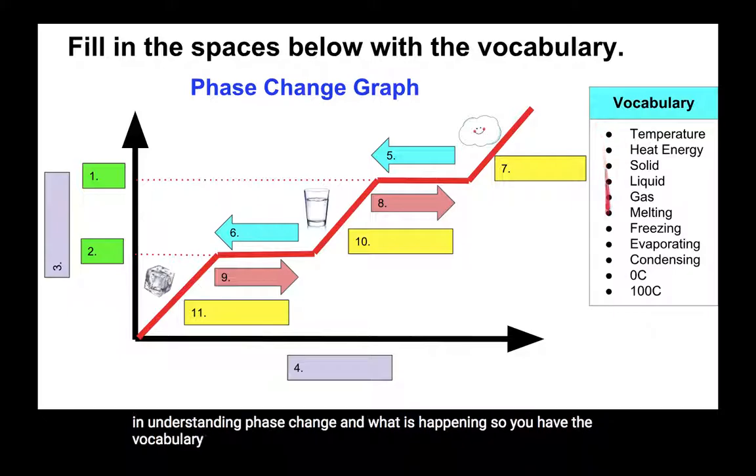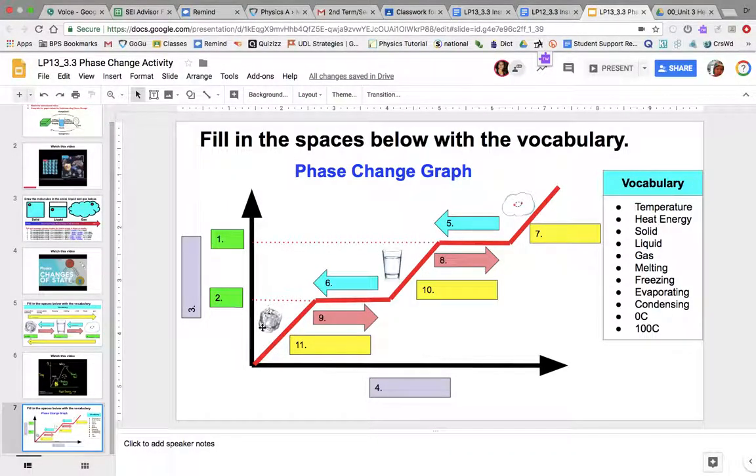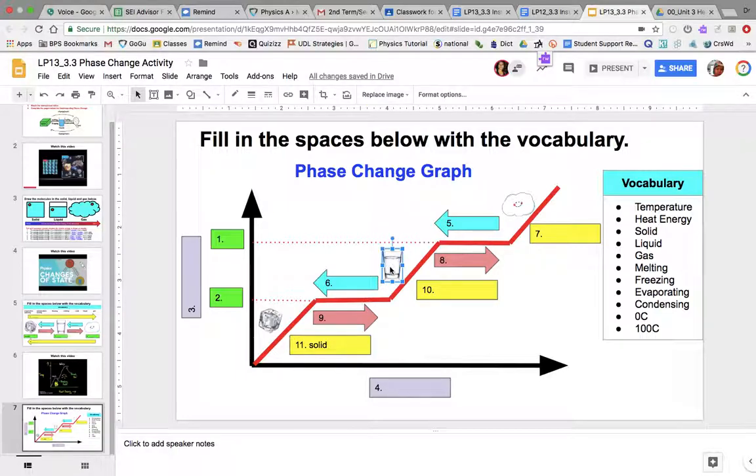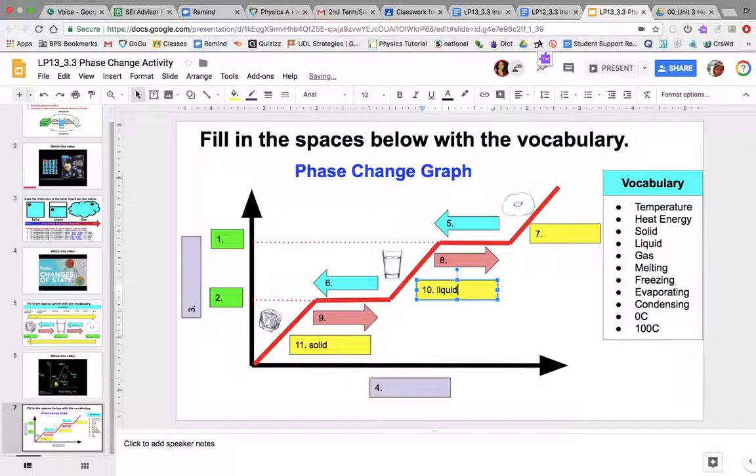So you have the vocabulary on the right, and then that is what's going to go into these spaces here. Okay, so we can do one together. We just did this. So this ice cube represents a solid. Okay, this water represents, what does it represent? Liquid, and this cloud represents a gas. Okay, so we did solid, liquid, gas, and now we need to show where the rest of the vocabulary goes. And that's it for this assignment.